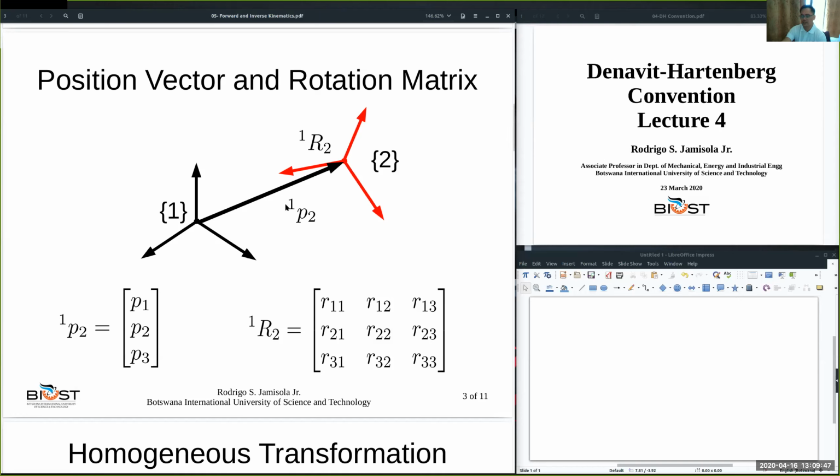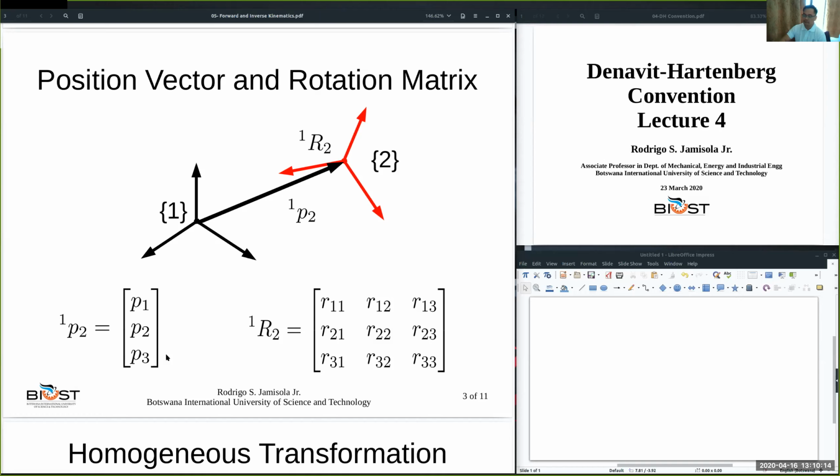So in this case, 1P2 is the position of the origin of frame 2 with respect to frame 1. This is expressed in this vector, with three components, P1, P2, and P3. That's a vector of 3 components. And when we talk about rotation, of course, the minimum number of parameters is 4, which is a quaternion.